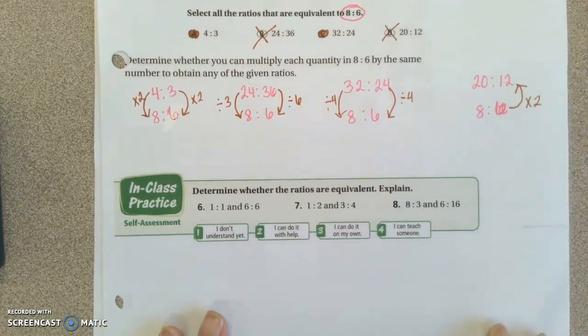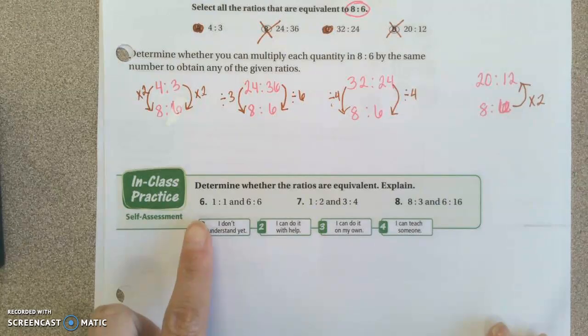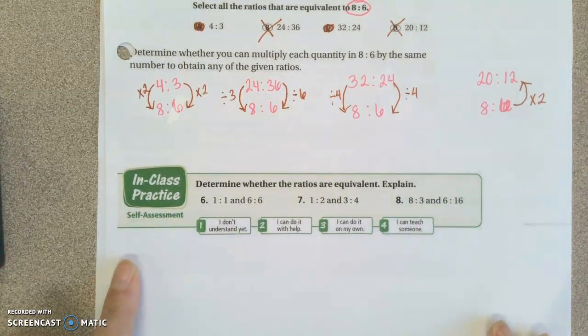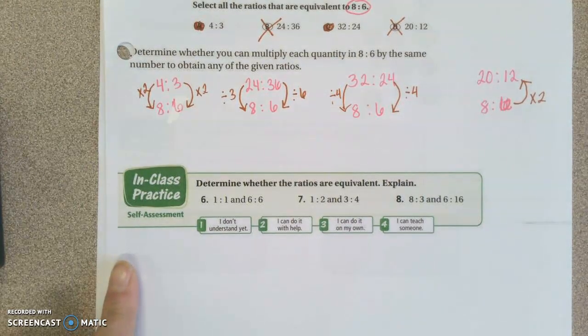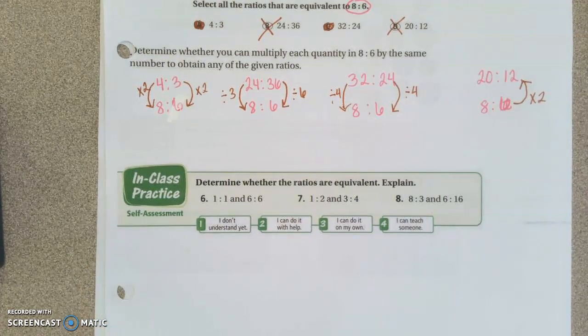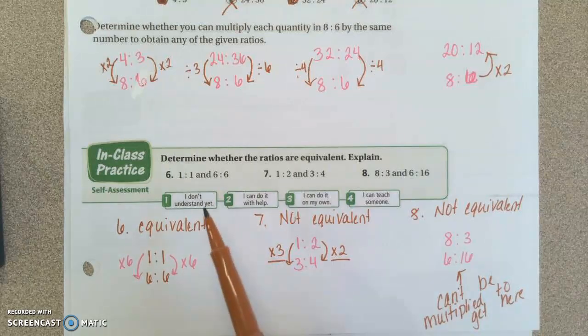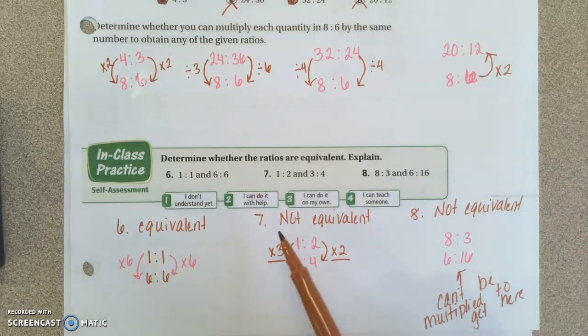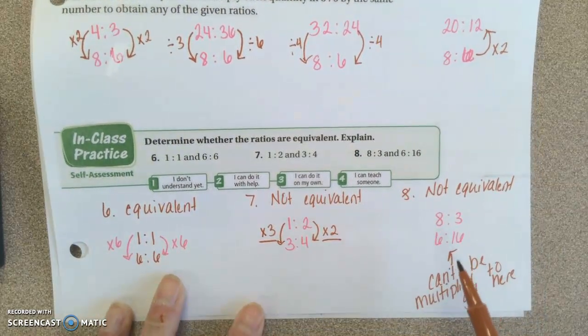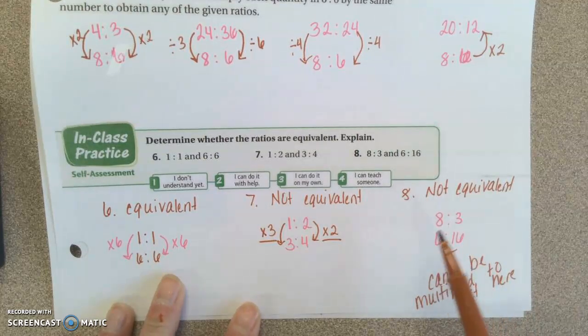So what I'm going to have you do, you're going to come down here. You're going to go to number 6. Go ahead and write that down here. You're going to tell me if it's equivalent or not equivalent and give me an explanation. So you can show me why or show me why not or explain it in words. So for number 6, 1 to 1 and 6 to 6, I said those are equivalent. They can both be multiplied by 6. Number 7, not equivalent. 1 times 3 is 3. 2 times 2 is 4. I'm not multiplying them by the same thing. Number 8, not equivalent. I would have to get into decimals to multiply to get here, and it wouldn't be the same thing. So I can't multiply a whole number to get there, and it wouldn't be the same number either way.